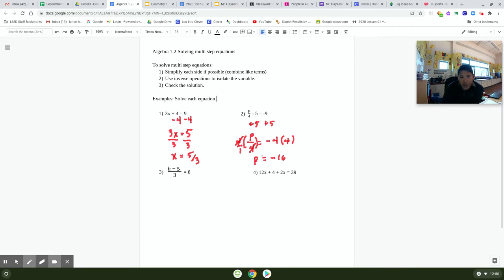Okay, example 3. Again, reading this out loud. Here's the variable h. What's being done to the variable first is you're subtracting 5. And then all of that is being divided by 3. And then the result, or it's equal to 8. So the last thing that's being done to the variable is you're dividing by 3. That's the first inverse operation that you want to use.